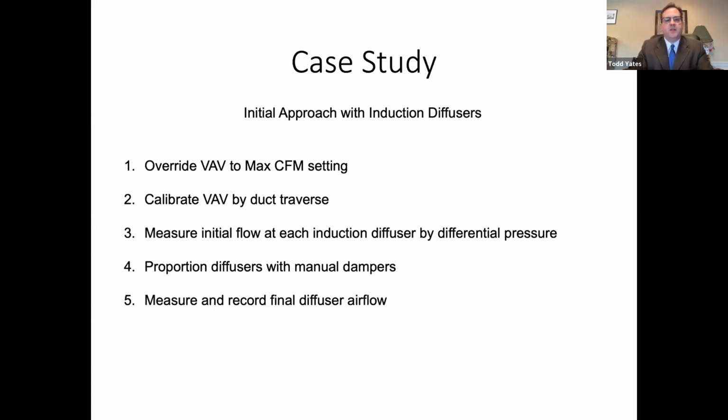So this was our initial approach. We thought, well, if we can override the VAV to maximum like always, and then use a duct traverse to calibrate the VAV, then we know that our VAV flow is accurate. And then we can measure the flow at each induction diffuser with the differential pressure, but we wouldn't have to measure them all first. We could go to the first one, and if it was high, we could cut it down. We could proportion the diffusers with just basically one trip through without having to make that additional trip through all the diffusers. And then, of course, at the end, we would measure and record the final diffuser airflow. So this was our thought process, that we would streamline this a bit.